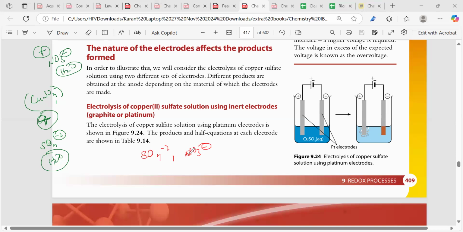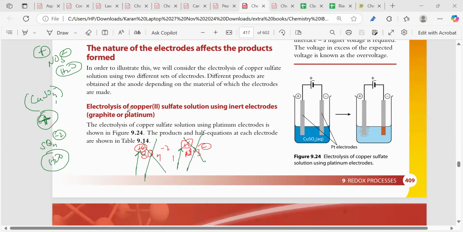Sulfate and nitrates won't undergo oxidation. Why? Because sulfate is sitting in the highest oxidation number, +6. Nitrate, nitrogen is sitting in the highest oxidation number, +5. Thus, they cannot get further oxidized. So these won't go.